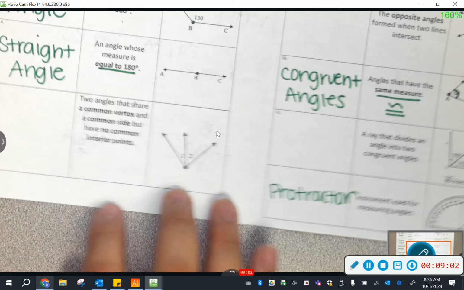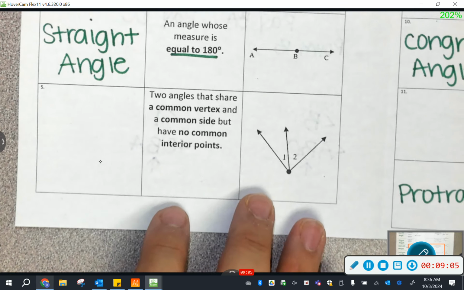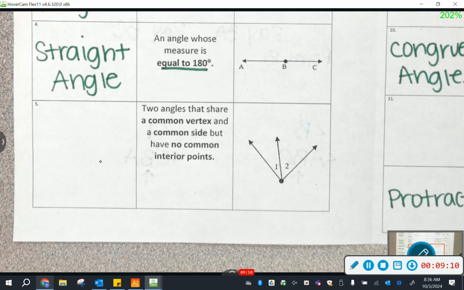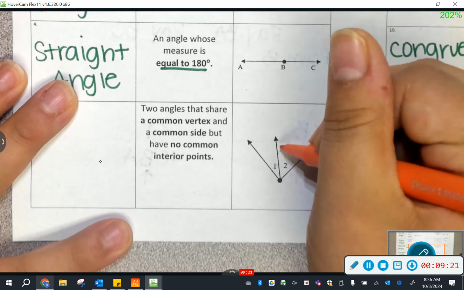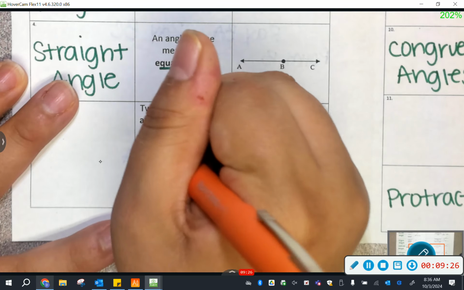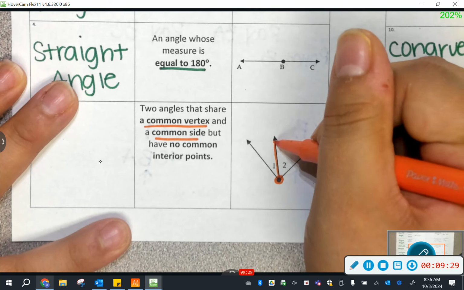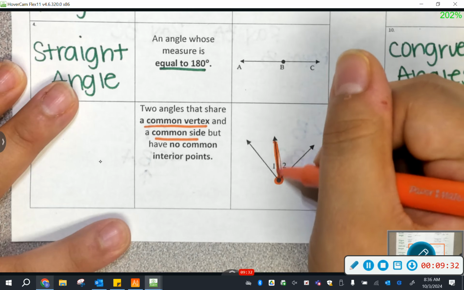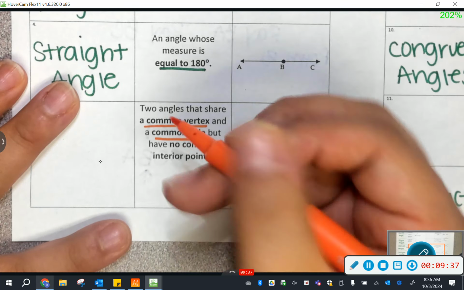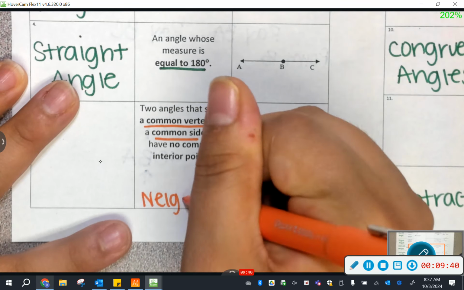Let's go back to 5. Can everybody go to 5, please? 2 angles that share a common vertex. I'm going to use a different color. Let's use orange. A common vertex, that is right here. Circle that little vertex. And a common side. Can y'all just put your pencil over that to make it a little bit bold? And no common interior points. I like to think of this as they are neighbors.